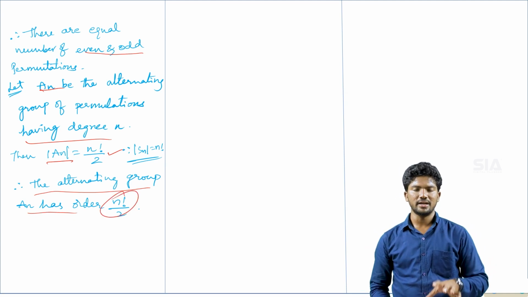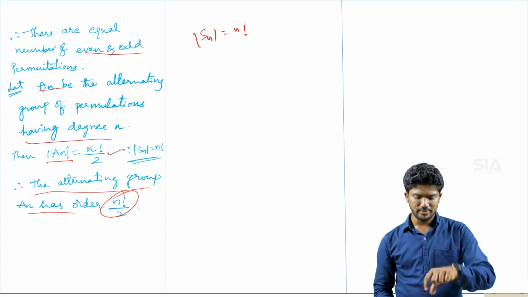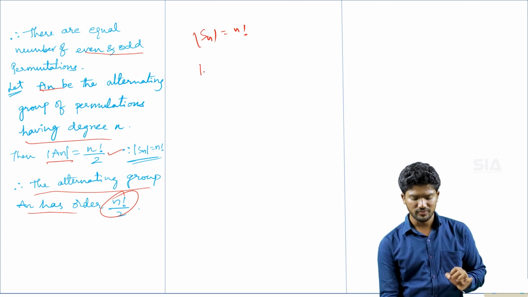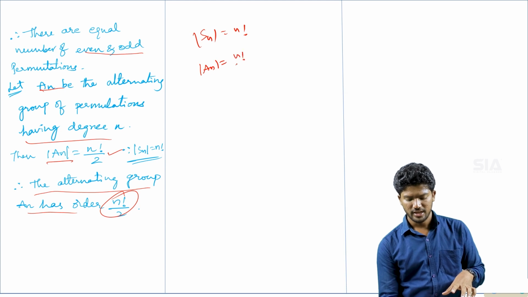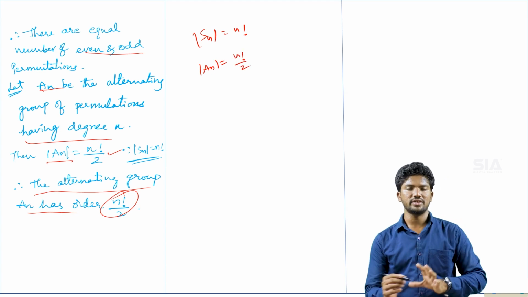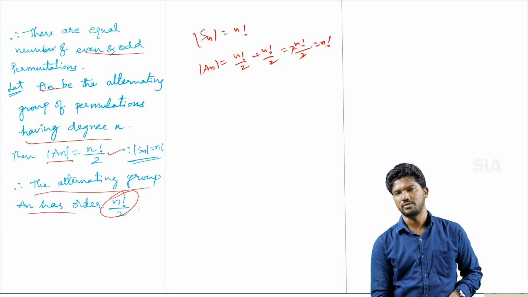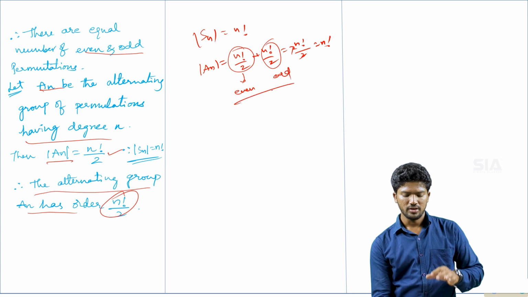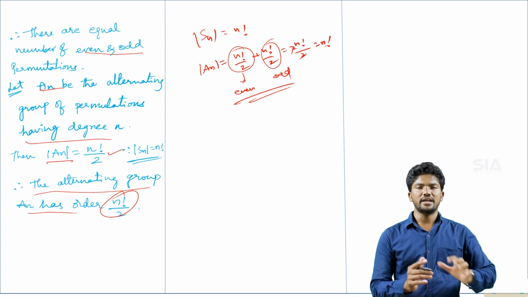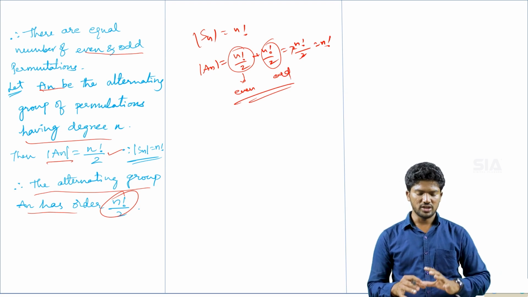Already, n factorial is the order of the symmetric group. In the symmetric group, half of the elements belong to even permutations, that is n factorial by 2, and the remaining n factorial by 2 are odd permutations. If you mix them up, you again get the same value, n factorial by 2 plus n factorial by 2, so 2 by 2 you get again n factorial. This half part represents even, this half part represents odd. So this is the proof that an alternating group has order n factorial by 2 for n greater than 1. I hope you understood this theorem very well.